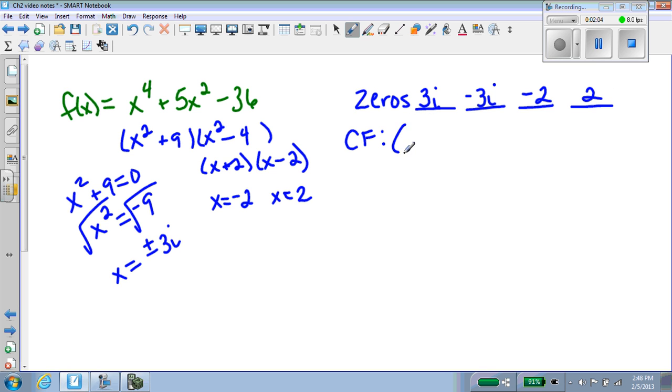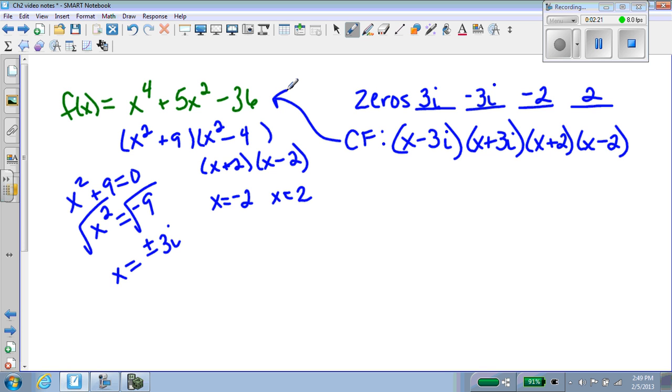But our complete factorization would then be x minus 3i, x plus 3i, x plus 2, x minus 2. And if I multiplied those 4 factors together, I would get x to the fourth plus 5x squared minus 36. So now, the next time you see x squared plus 9, think about factoring it as the imaginary pair x plus 3i, x minus 3i.